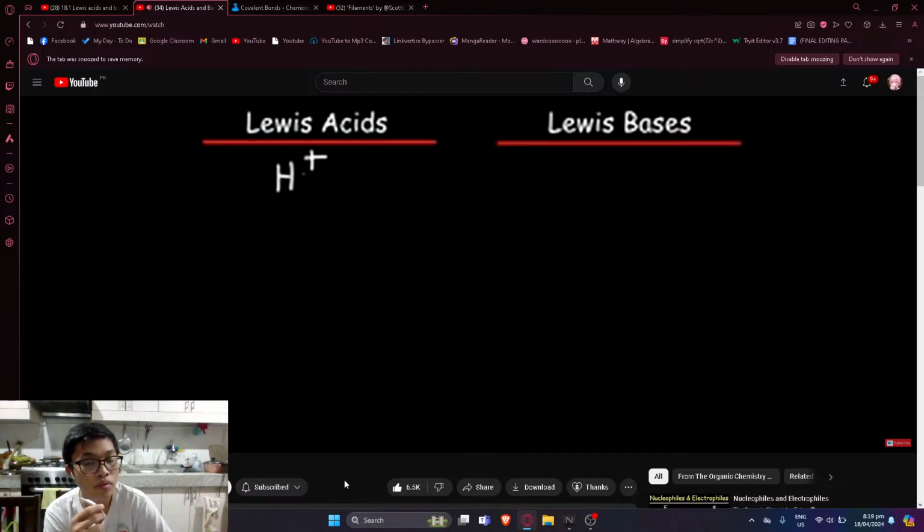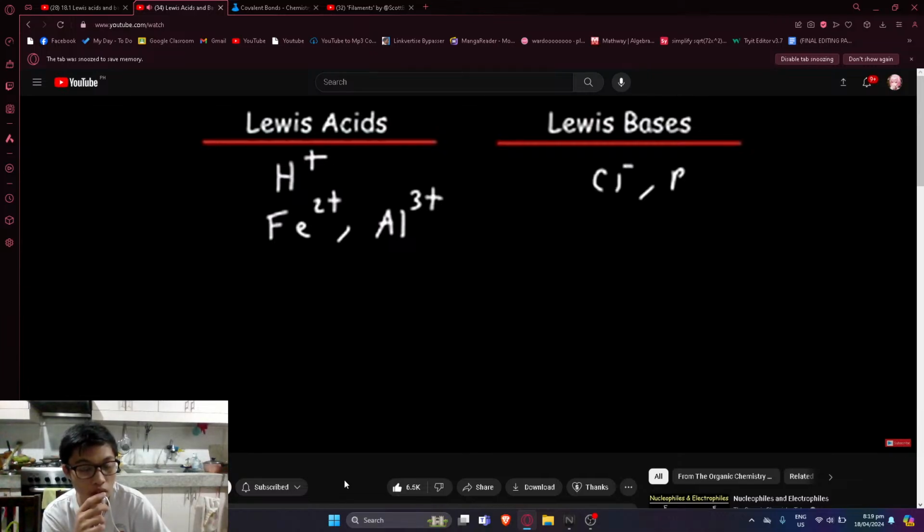Electron pair acceptors are ions with positive charges, such as H+, Fe2+, Al3+. These are all Lewis acids. They can accept electron pairs. Lewis bases are electron pair donors. Any type of ion with a negative charge, like chloride, these are Lewis bases. They have plenty of lone pair electrons to donate.